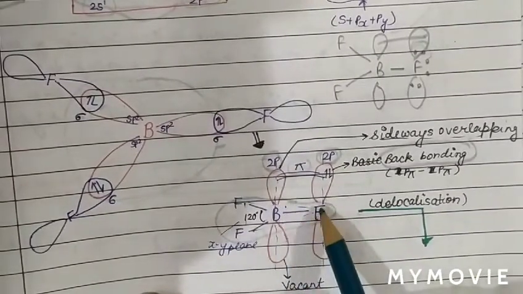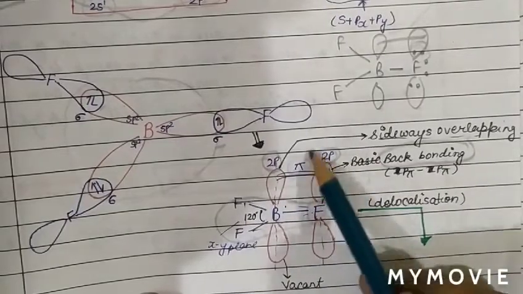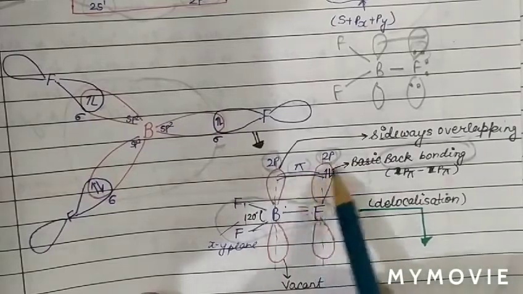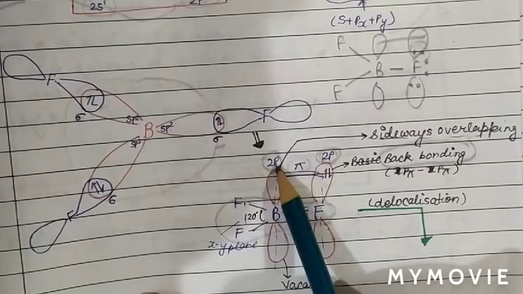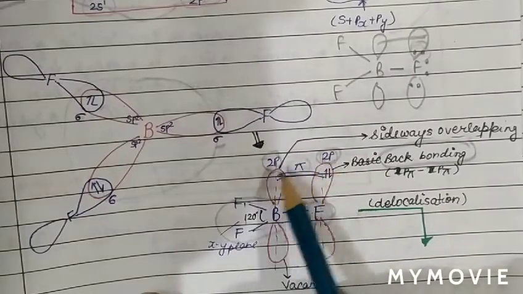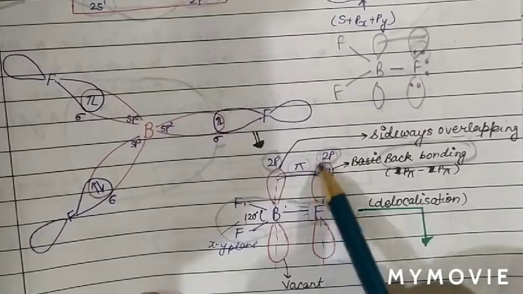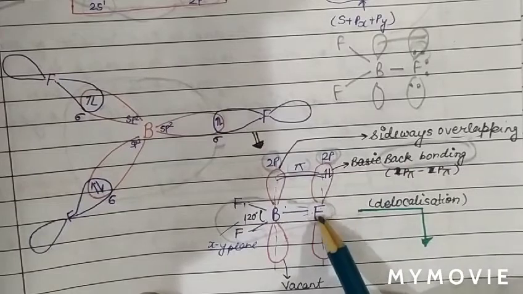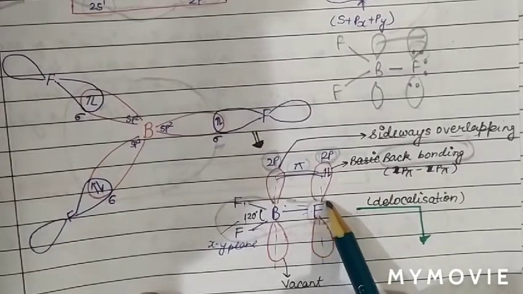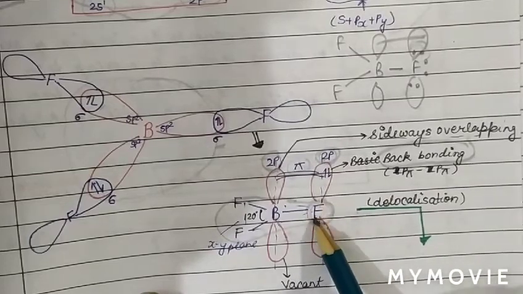And we know that when the size of the halogen increases, the extent of overlapping decreases, because effective overlapping occurs only when the energy and size of the orbitals are similar. But if the size of the halogen increases, meaning the size of the orbital increases, then overlapping is not effective, hence back bonding decreases. So with the increase in the size of the halogen, back bonding strength decreases. So back bonding is maximum in the case of BF3.